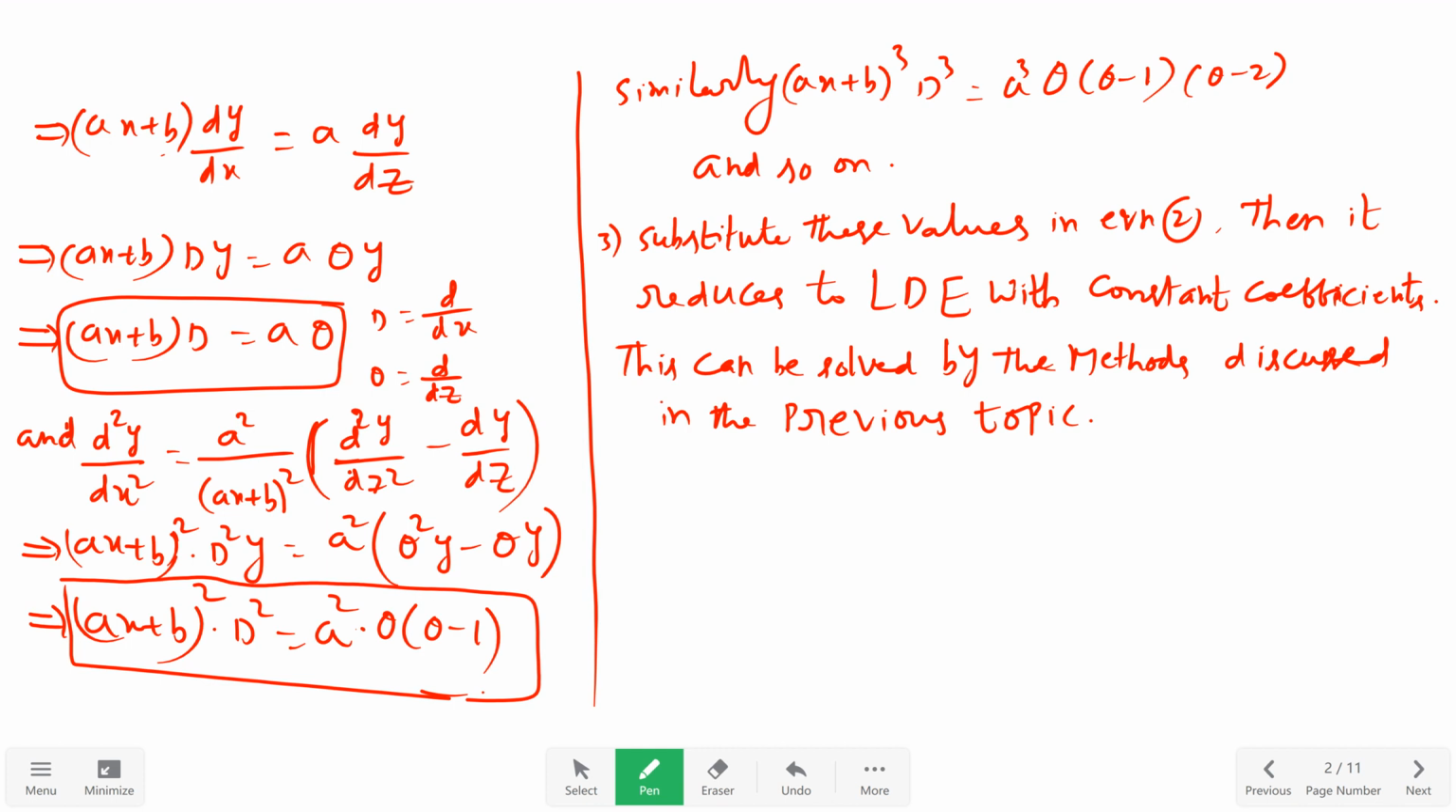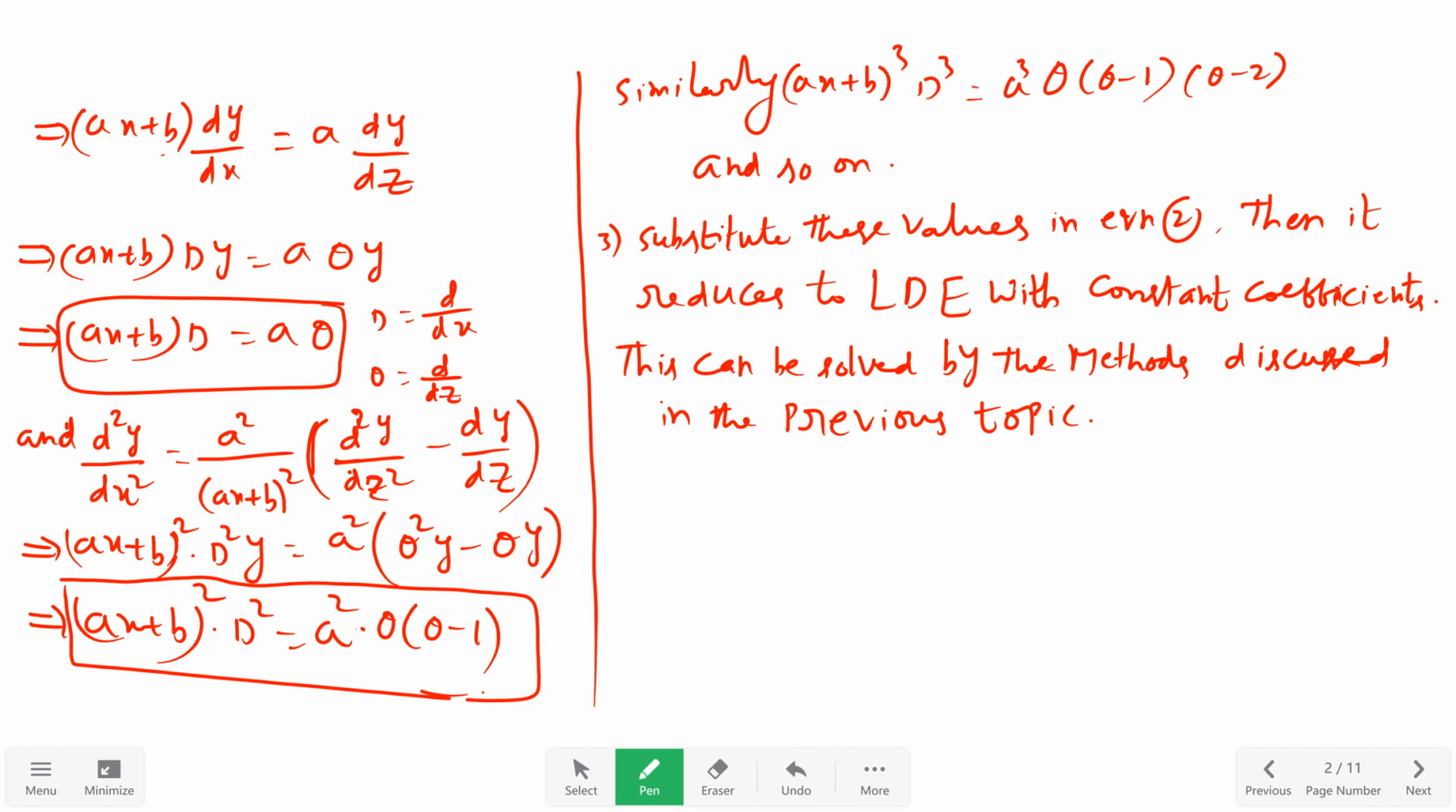d square y by dx square value will be given by a square by (ax plus b) whole square into d square y by dz square minus dy by dz. So by cross multiplication we get (ax plus b) whole square into d square y by dx square. In operator form, the right side value is a square into (theta square y minus theta y).